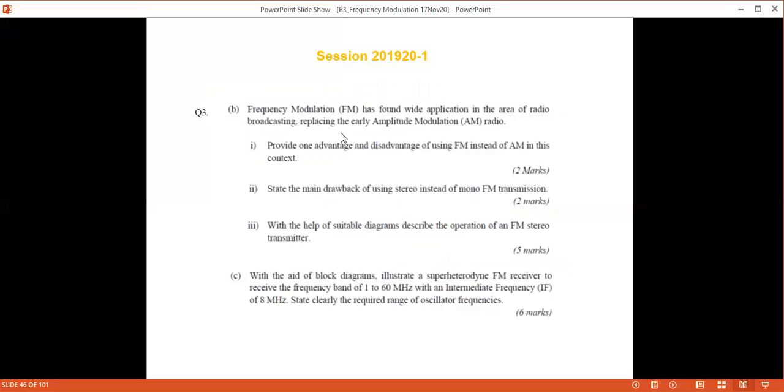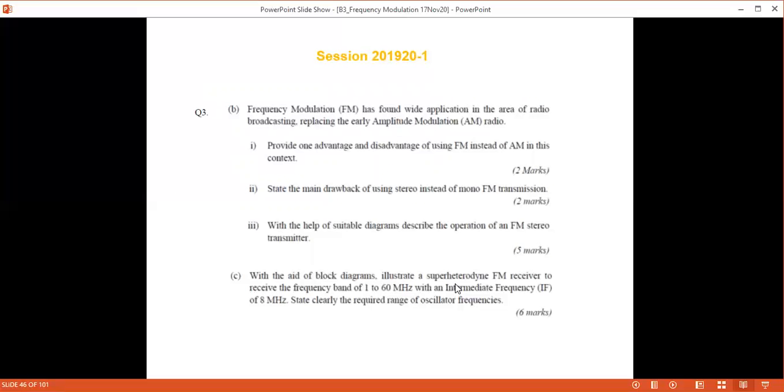And then, session 2019-21. Again, you can see it's FM stereo. We've already gone through this. And then superheterodyne FM receiver again. It's almost similar to the other question, but the operating frequency is different.